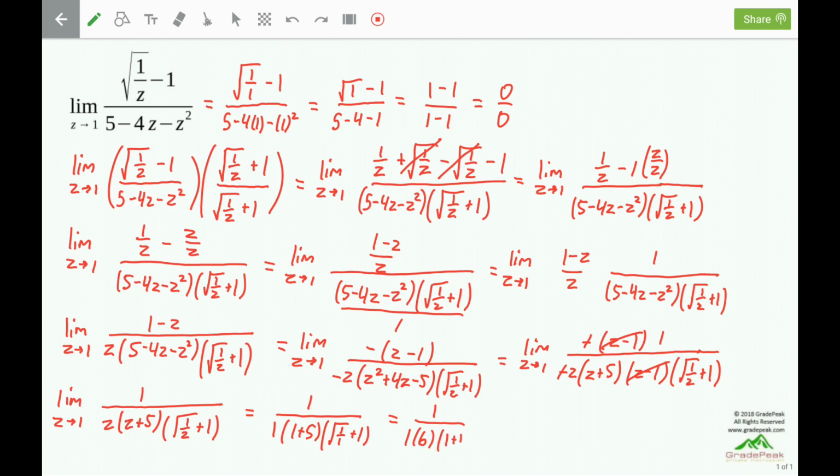The square root of 1 is 1, 1 plus 1. 1 divided by 1 times 6 is a 6, and then 1 plus 1 is a 2. And that gives us 1 over 12.